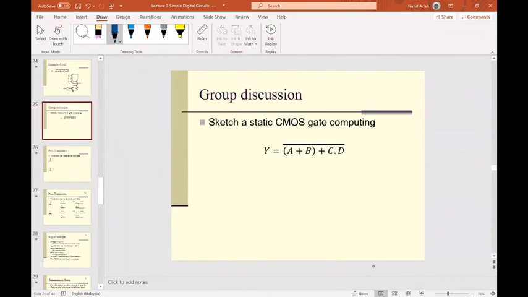Here, please take note of this equation. Can you write it down? Because in your group, you are going to sketch the transistors that will form this equation. Is that clear what you have to do? And after this, I will share the Jamboard location.